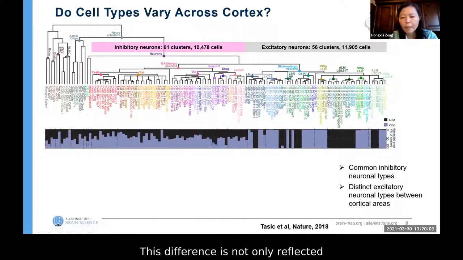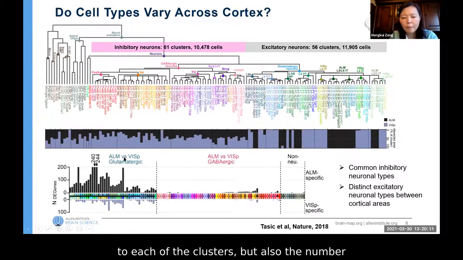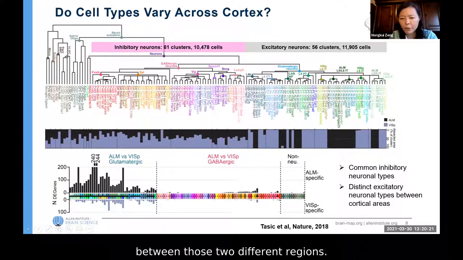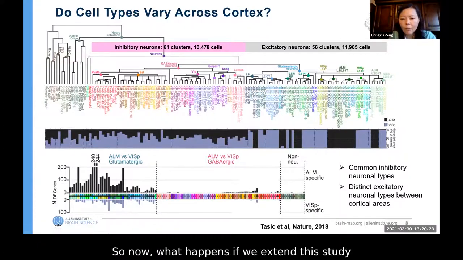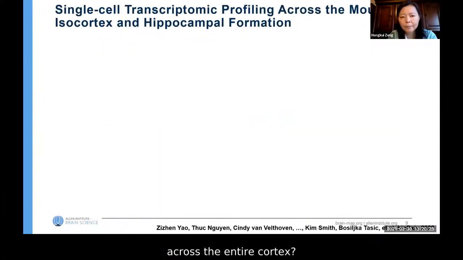This difference is not only reflected in how the individual cells contribute to each of the clusters, but also in the number of differentially expressed genes found in the same or homologous pair of cell types between those two different regions. So now, what happens if we extend this study across the entire cortex?